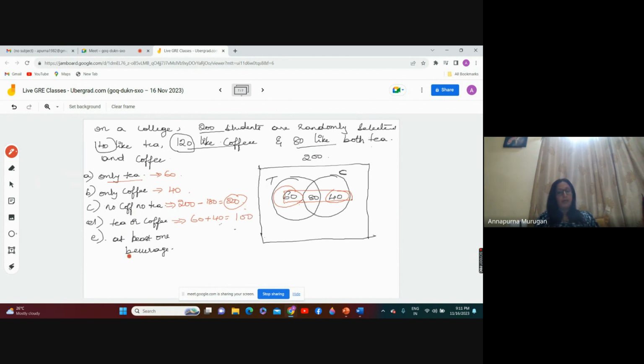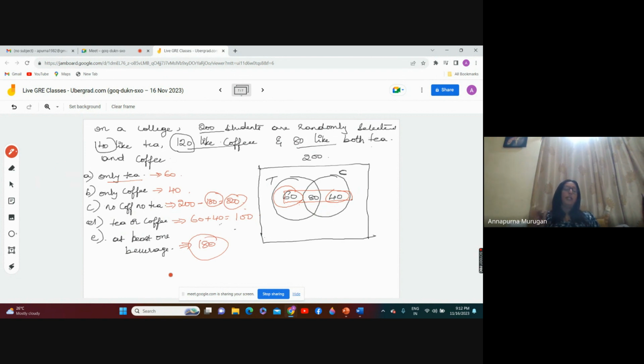Okay, and now at least one of the beverages means they could like tea, or they could like coffee. Or they can like both of them, at most. So therefore, how much is it? The sum of all these things, it is 180.